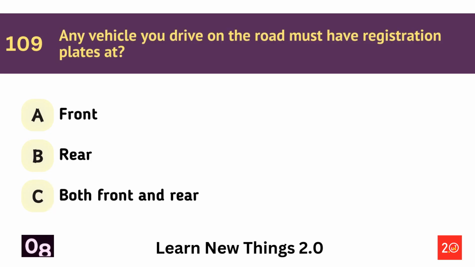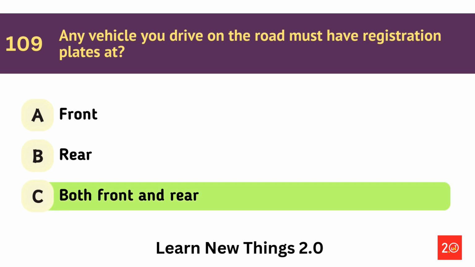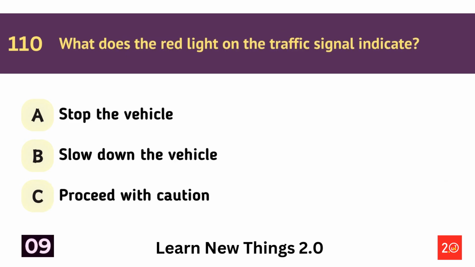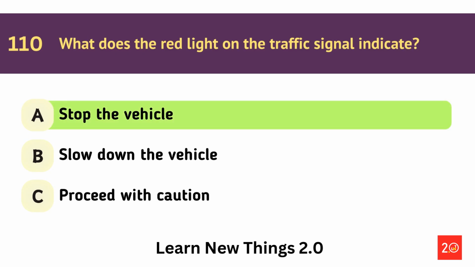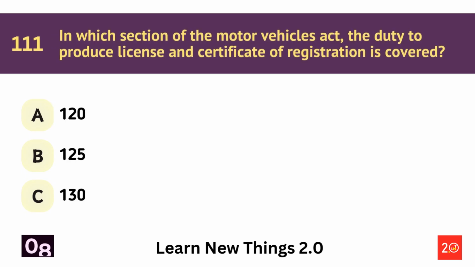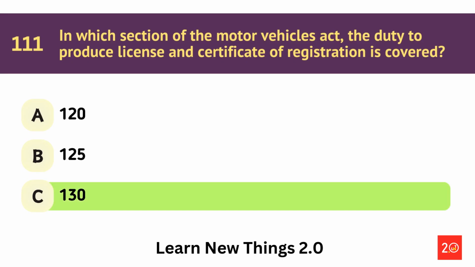Any vehicle you drive on the road must have registration plates at both front and rear. What does the red light on the traffic signal indicate? Stop the vehicle. In which section of the Motor Vehicles Act the duty to produce license and certificate of registration is covered? 130.